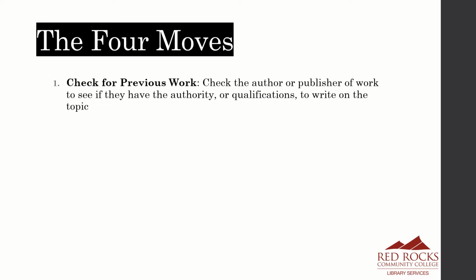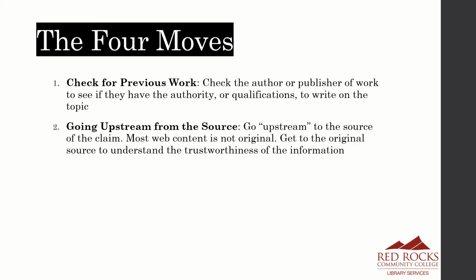This can mean several things, such as looking around to see if someone else has already fact-checked the claim or has provided a synthesis of research. Check the author or publisher of the work to see if they have the authority or qualifications to write on this topic. The second of the 4 moves is going upstream from the source.